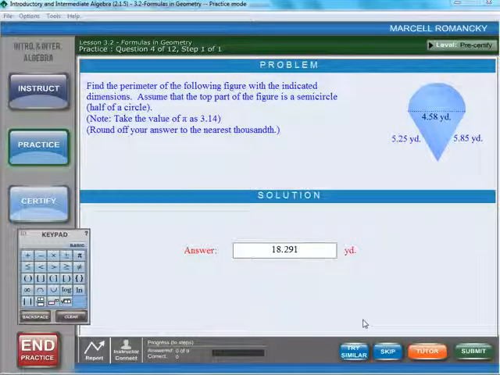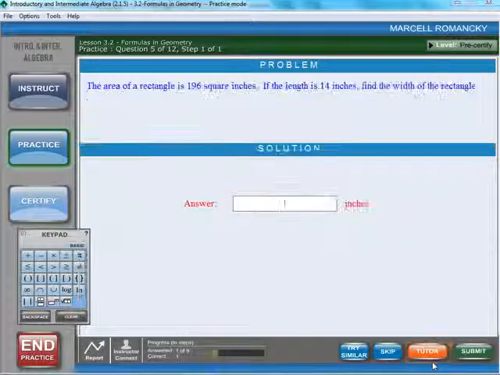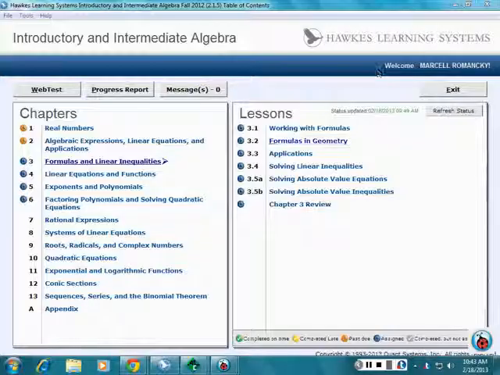Area of a rectangle is 196 square inches. If the length is 14, find the width. So we've got to plug that stuff in. That's like what you did in the last section, so I think you should be okay, correct? Okay. All right, we're going to get out of this one and we're going to be catching up.